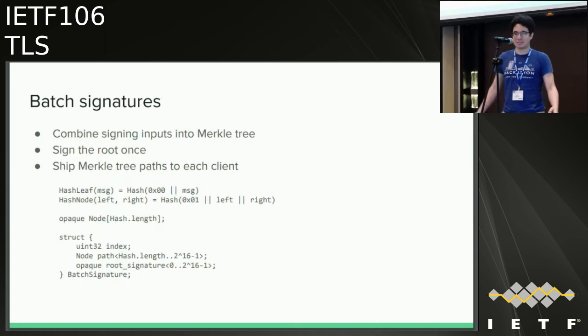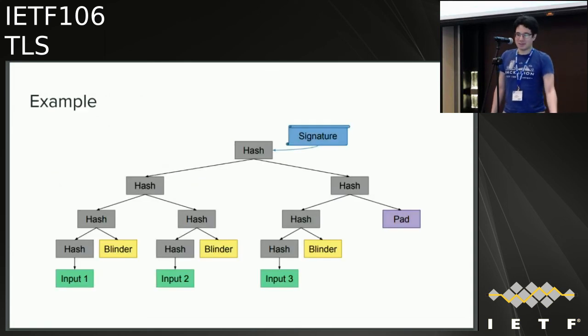So the proposal is to combine a bunch of concurrent signatures into a batch using a Merkle tree, sign one thing, and that will cover exponentially many clients, and that way we can amortize the cost. The structure is fairly boring. You can either hash a leaf or hash two nodes together, and then the signature is a path. This is more useful with a picture.